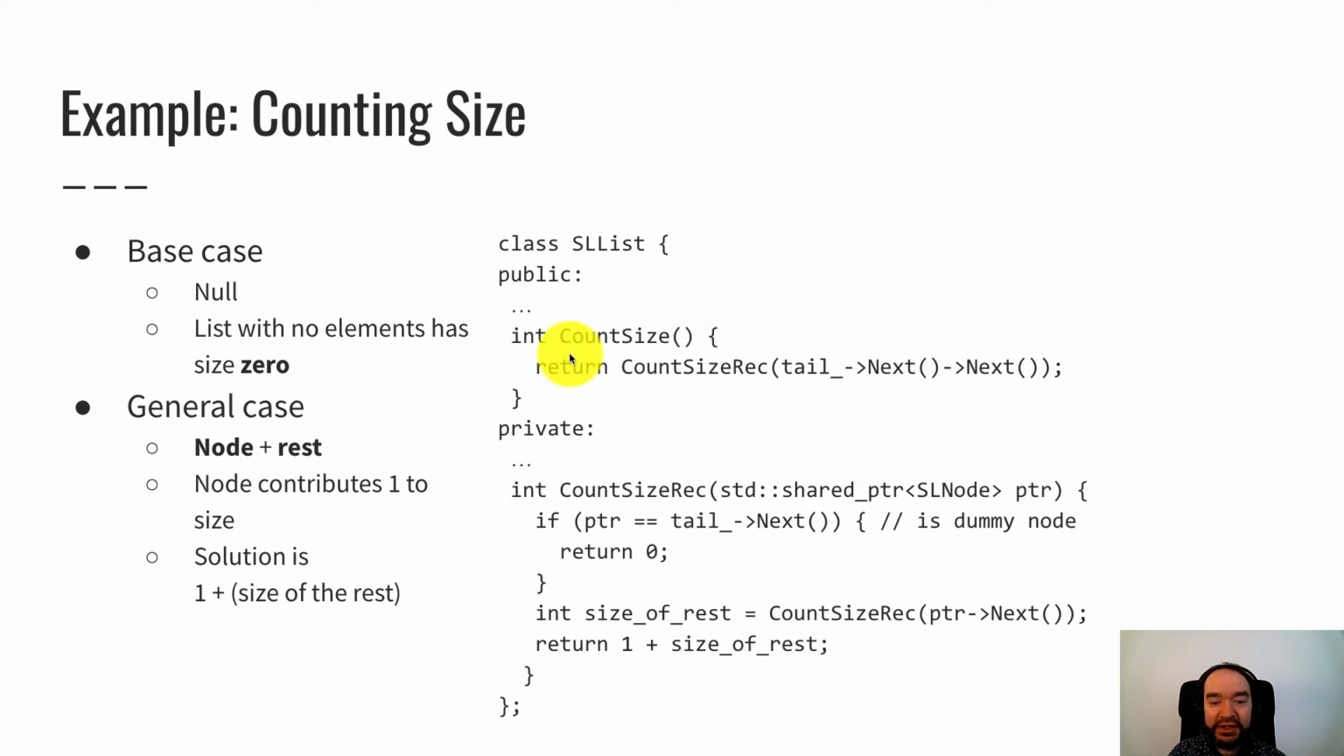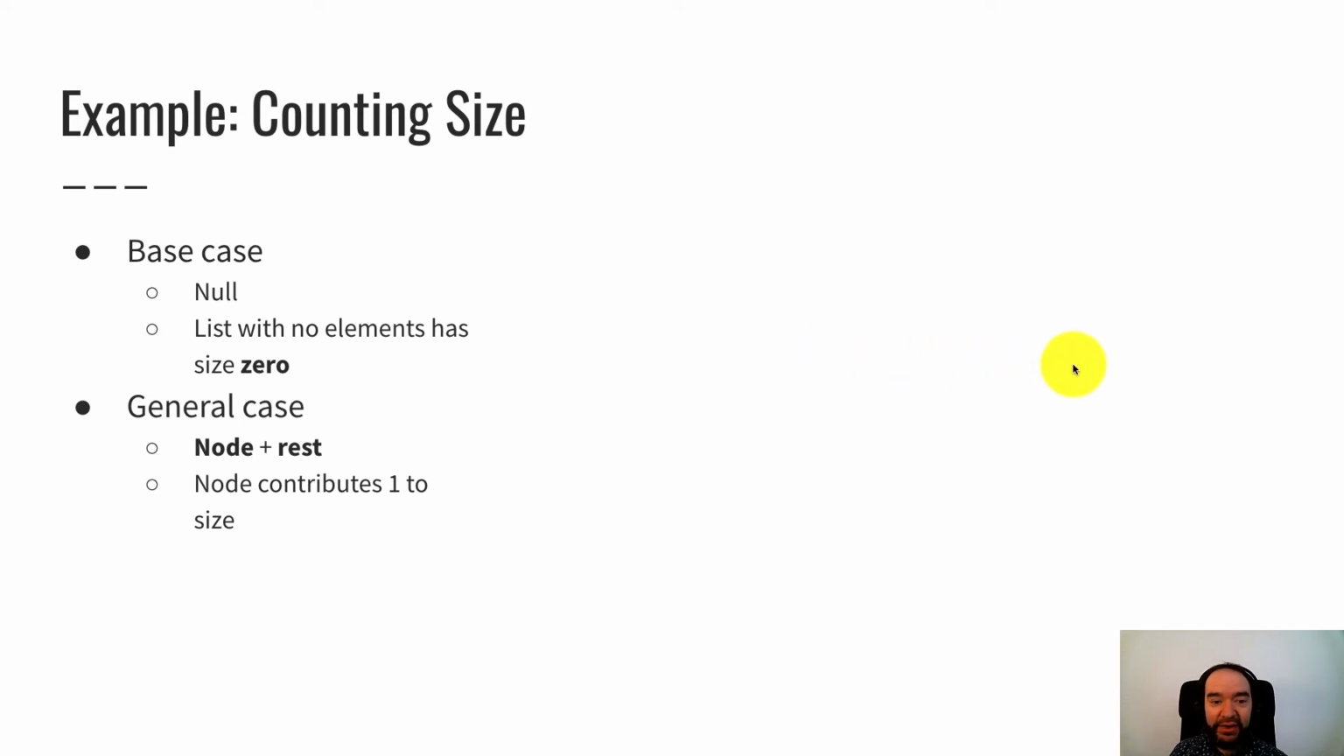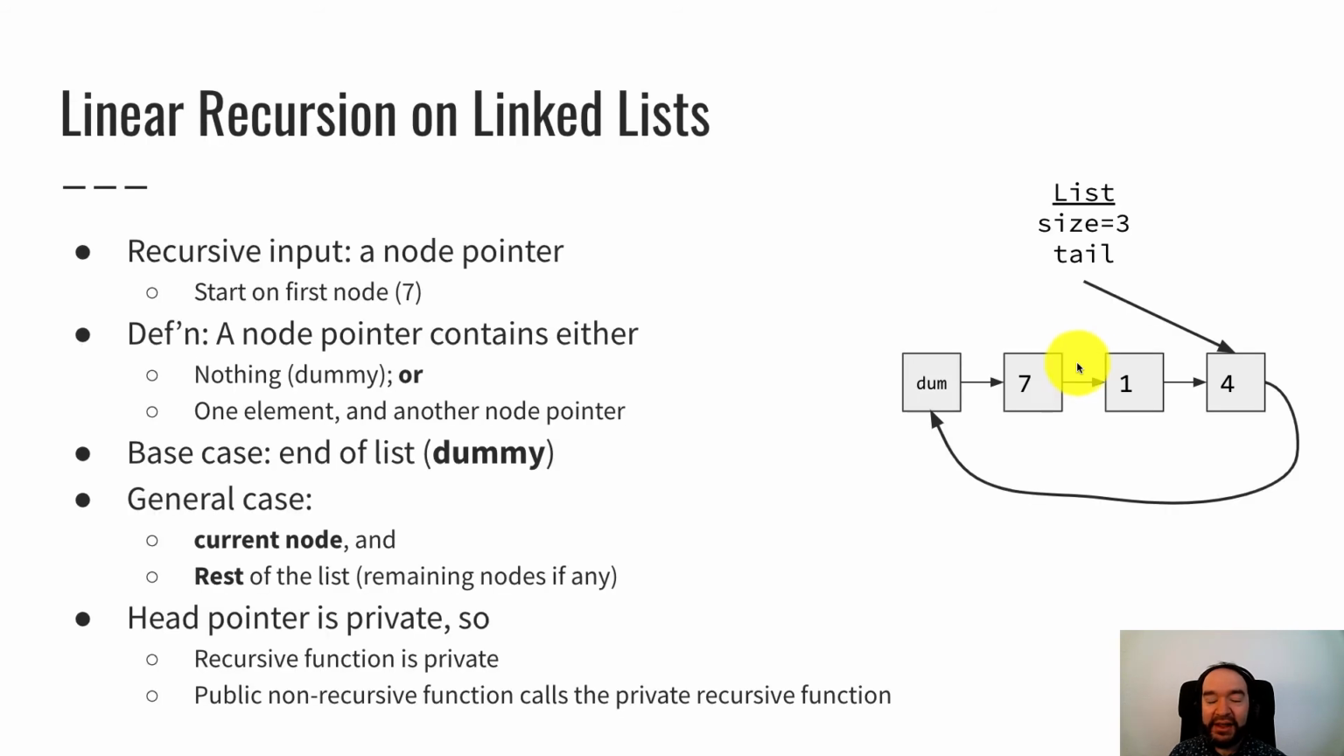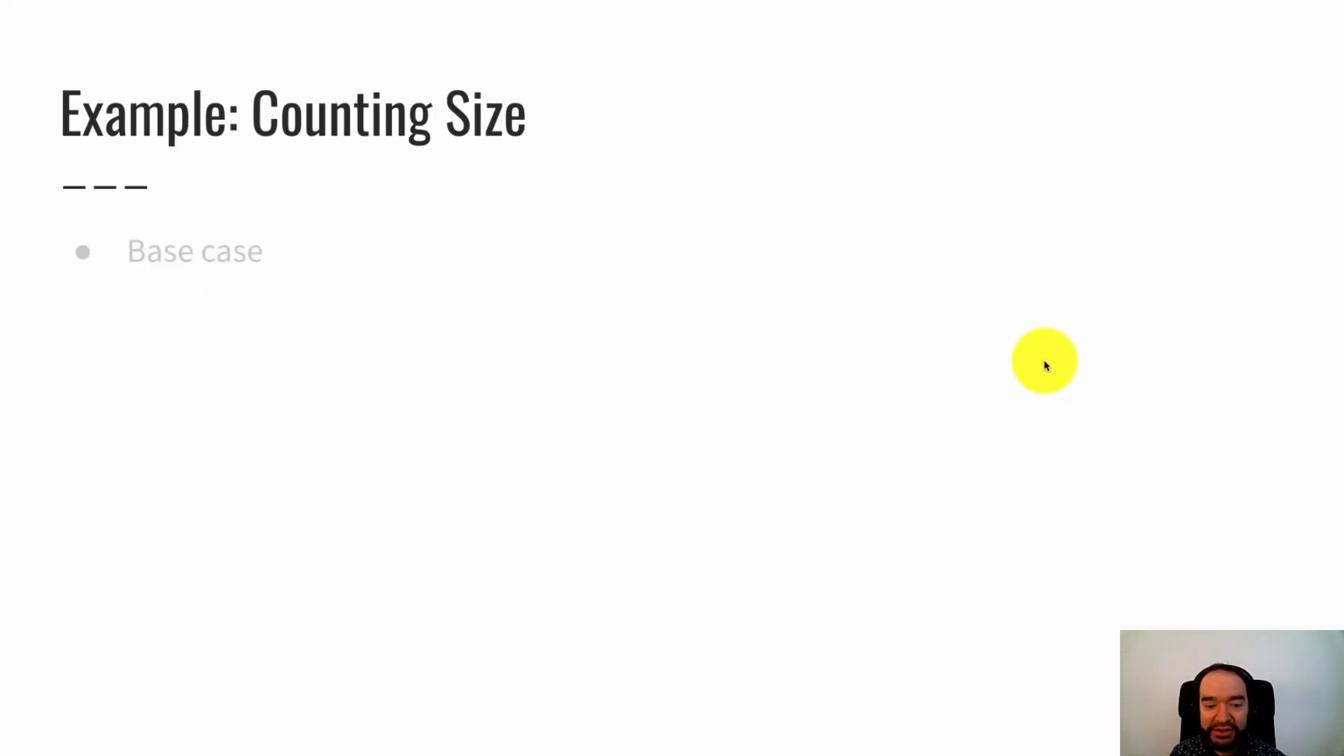So we have a public function called count size. So note, the public function is called count size. It takes no arguments. The private function is called count size rec for recursive. It takes a pointer. And we call count size rec on the first element with a node, which in our circular dummy singly linked list is a little convoluted. It's tail next next. Why is it tail next next? Because that's the first element that has an element. Remember, tail is the last node. Next is the dummy node. Next again is the first element. So tail next next is a pointer to the first element containing node, which is the 7.